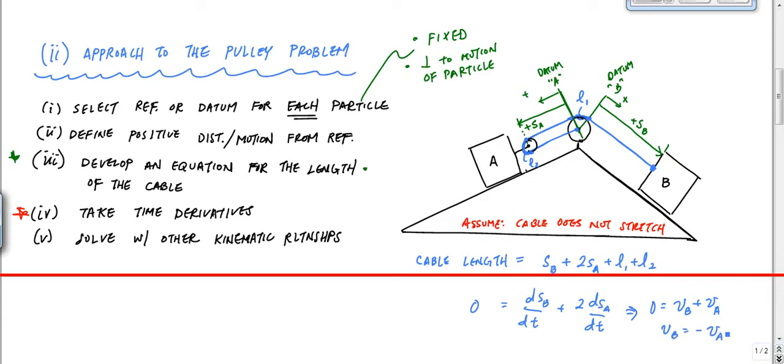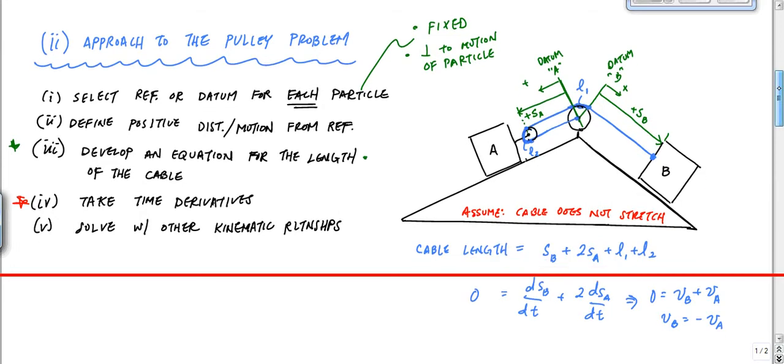And that makes sense. It means that if VA is moving away in a positive direction, away from the datum, then B is going to be negative, right? The velocity will be negative, or it's going to be moving towards the datum, which we define as negative.